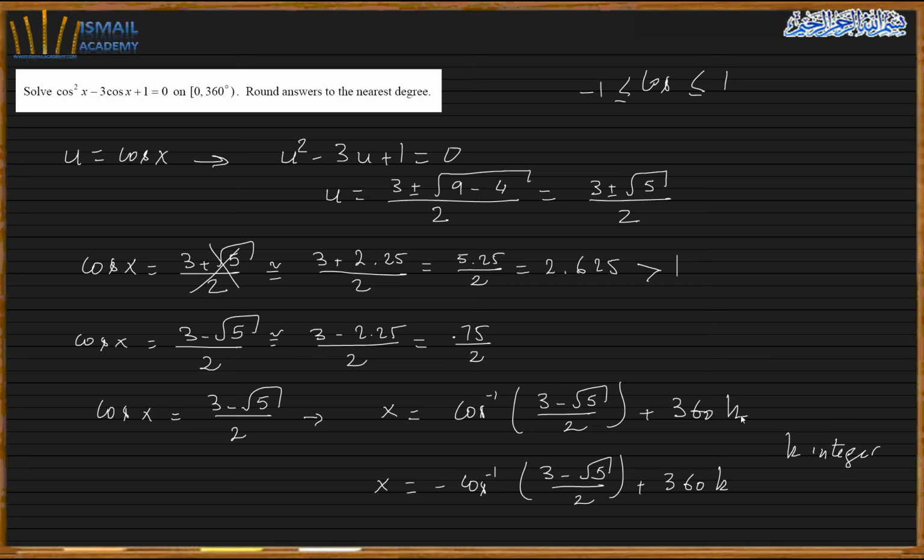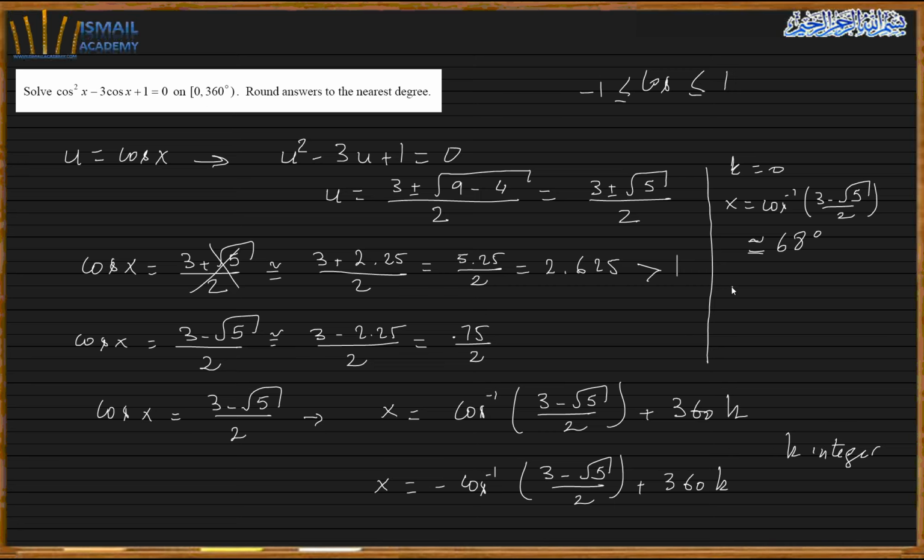So for k equals 0, I will have this angle, x equals cosine inverse of 3 minus square root of 5 over 2. If you use the calculator, you will have almost 68 degrees. If I use k equals 0 here, it's going to be negative, but they want a positive angle, so I'm going to choose k equals 0 for the first one.